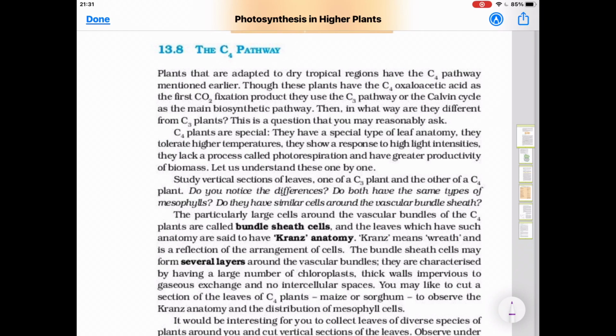Good morning, students. Our today's topic is the C4 pathway. Plants that are adapted to dry tropical regions have the C4 pathway. Tropical region means near the equator. Though these plants have the C4 oxaloacetic acid as the first carbon dioxide fixation product, they use the C3 pathway or the Calvin cycle as the main biosynthetic pathway.